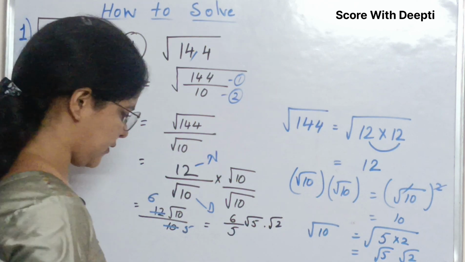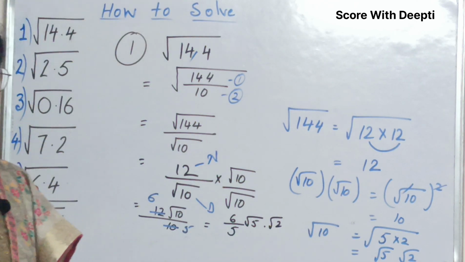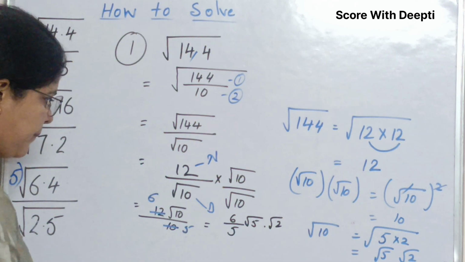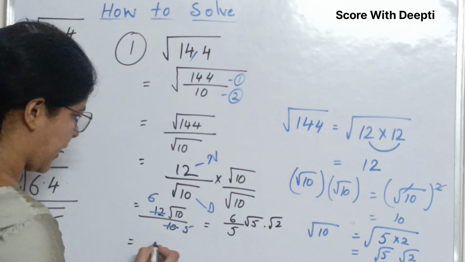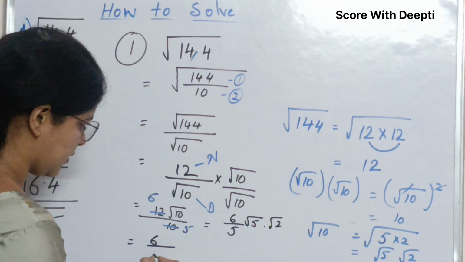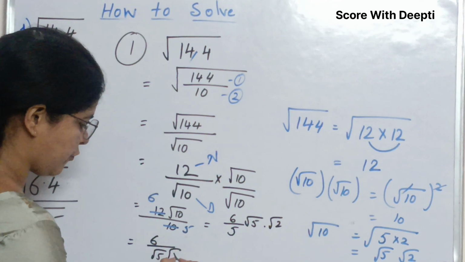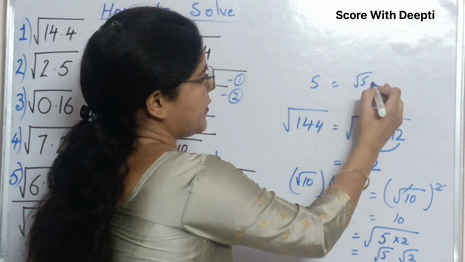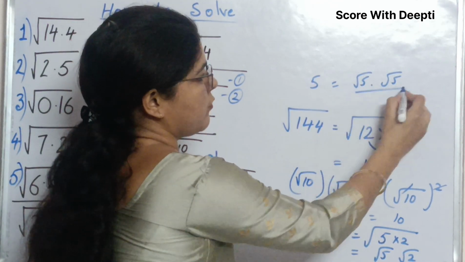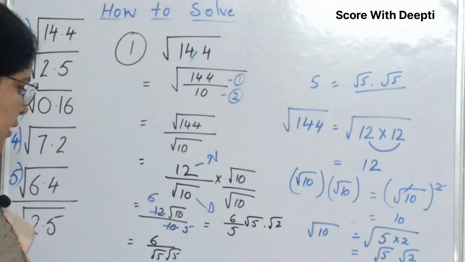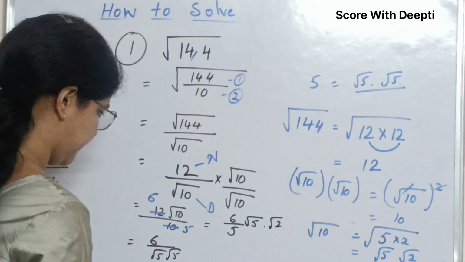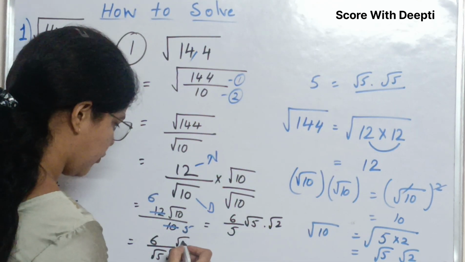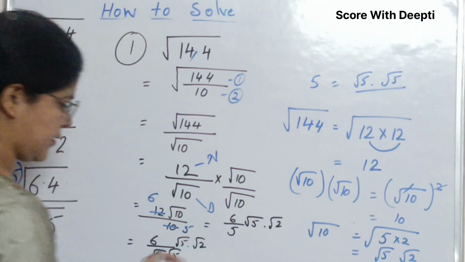And in the denominator there is 5. So our next step, in place of 5 we write 6 over square root 5 into square root 5. 5 can be written as square root 5 into square root 5. When we solve this, we get 5. Next, we write here square root 5 and square root 2 as it is.